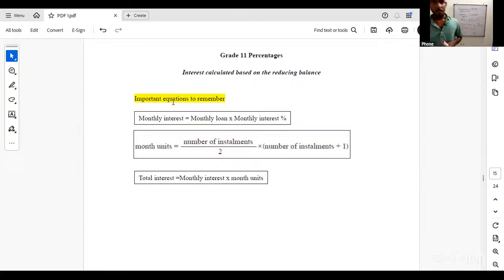Okay, right. Let's go to the tute, because now you know what it means to calculate the interest based on the reducing balance. Let's go for some equations that you need to understand.